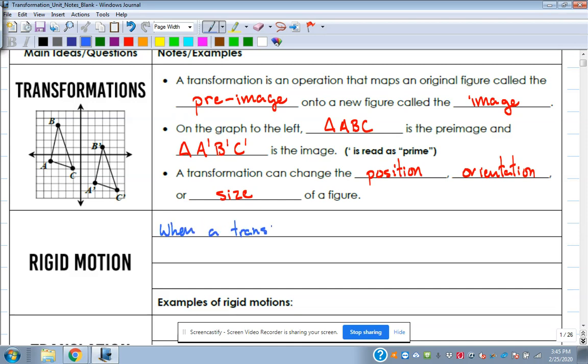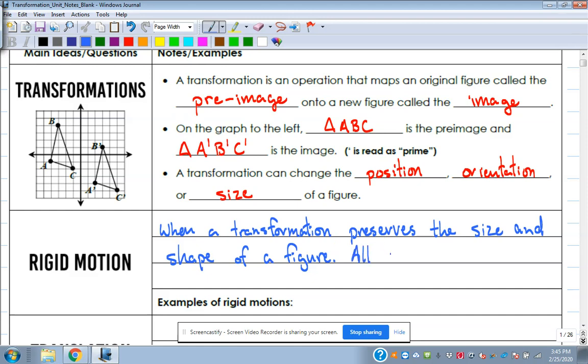a transformation preserves the size and shape of a figure. All sides, angles, sides and angles, I guess I should say, sides and angles of the pre-image are congruent, a good geometry word there, congruent to the image.